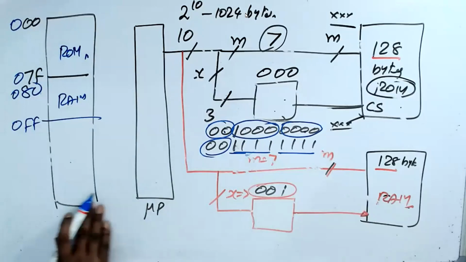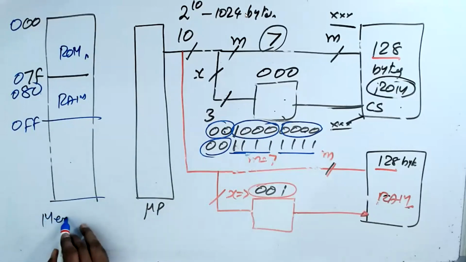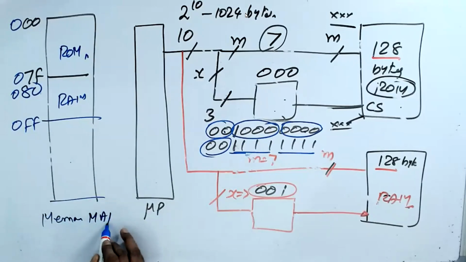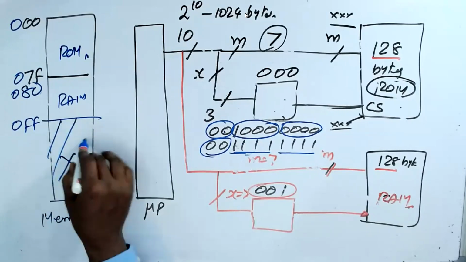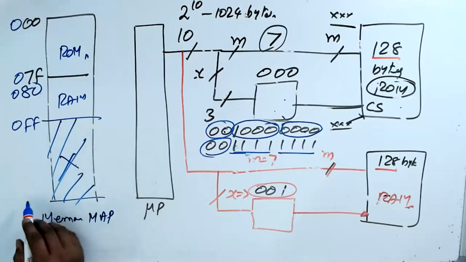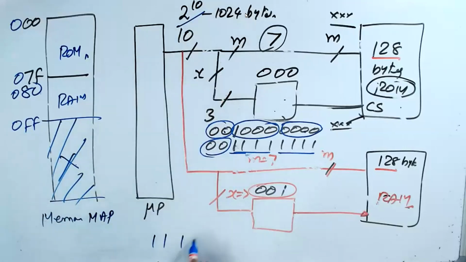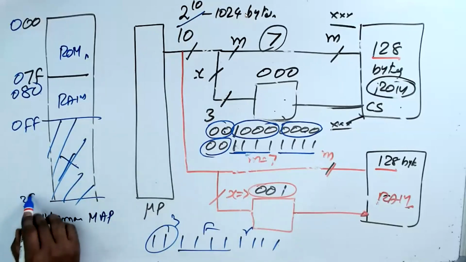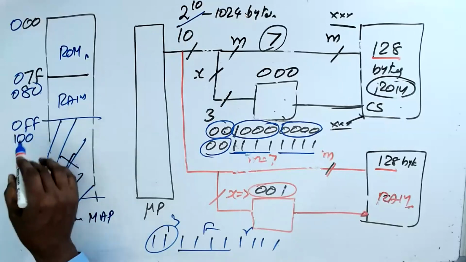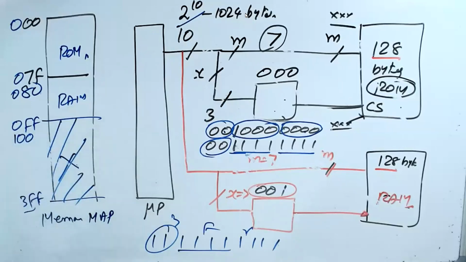This is called the memory map. These are all unused. The end is actually what happened. This is 2 power 10, which is 10 ones, that means 3FF. From 100 to 3FF is unused. We use only this ROM and RAM.